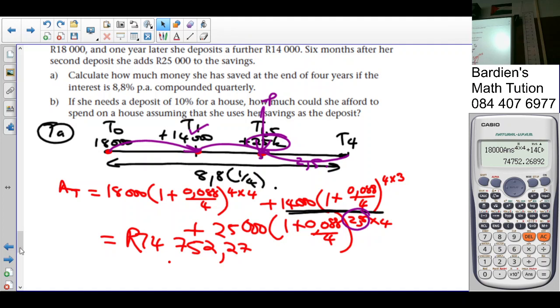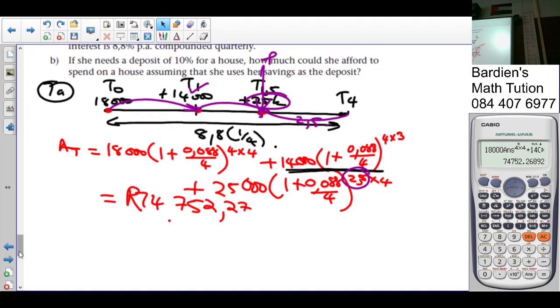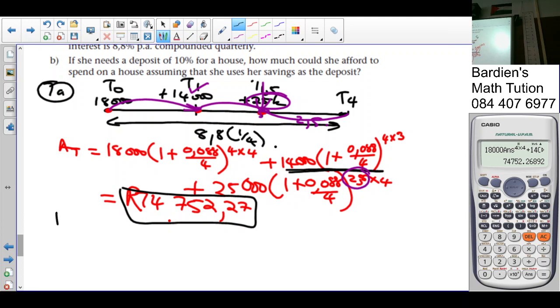In B, the question says, if she needs a deposit of 10% for a house, how much could she afford to spend on the house, assuming that she uses her savings as a deposit? So this is going to be a deposit amount. Not so? This is number 7. Exercise 11.1.